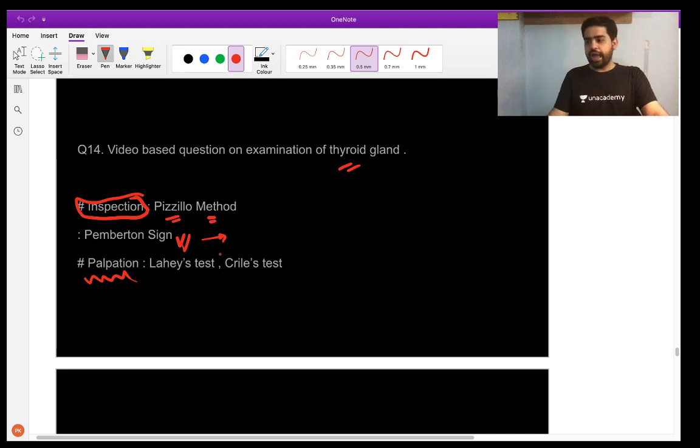Okay, right. And what about Crile's test? In this, you use your thumb, you press the thyroid gland against the prominence, and you ask the patient to deglutinate. So this is a method to palpate nodularity in the thyroid gland. There's a bit of confusion about what kind of video was shown, but just understand these things and you will be able to get to the answer. Lahey's method is pushing the gland to the opposite side and palpating it. Most probably Lahey's is what was shown, and Crile's is pressing the gland against the prominence and asking the patient to deglutinate, to look for multinodularity of the thyroid gland.